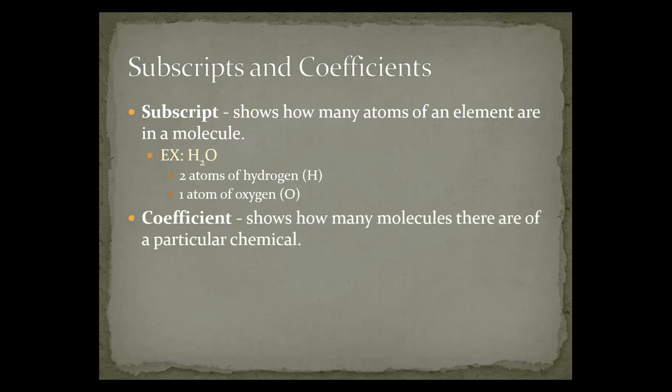The other number that I just barely showed you a minute ago is called the coefficient. The coefficient shows how many molecules there are of a particular chemical. So if I write 3H2O, what that really means is that there are 3 different water molecules here. So this is a multiplier. If I want to know how many hydrogens there are in this, I take 3 times 2, and that tells me there are 6 hydrogens. If I want to know how many oxygens there are, I take the 3 times the 1, and that means that there are 3 oxygens. So this right here is representing 9 different atoms being joined together to form 3 water molecules.